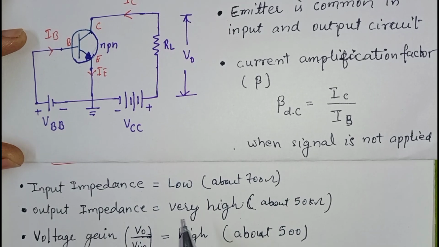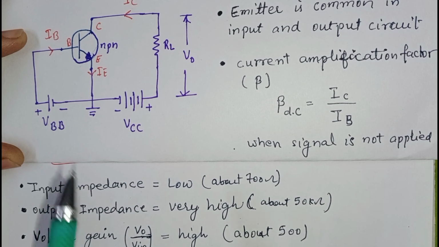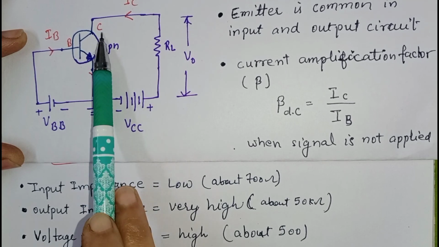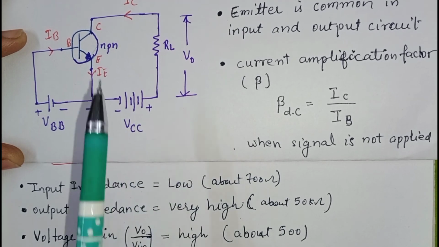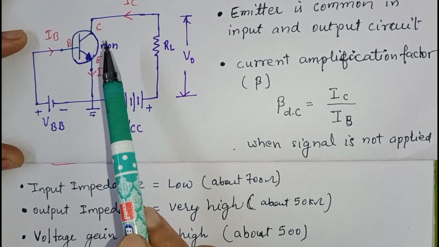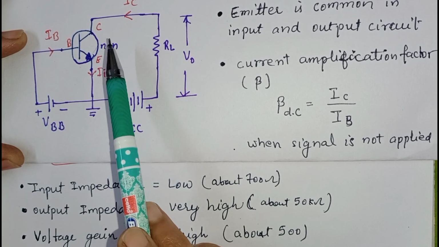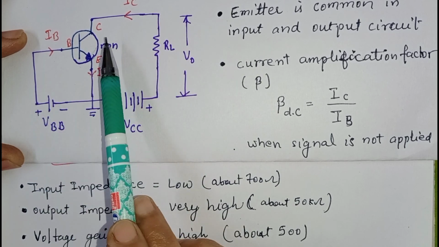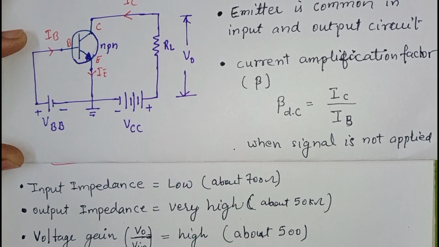The output impedance of this configuration is very high. It is about 50 kilo ohm. It is very high because we are taking output between collector and emitter, and collector junction is reverse bias, and reverse junction provides a very high resistance because in reverse biasing the width of depletion region is large. That's why a reverse bias junction provides a high resistance.